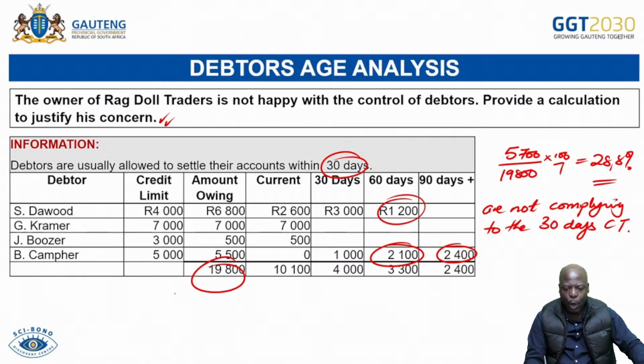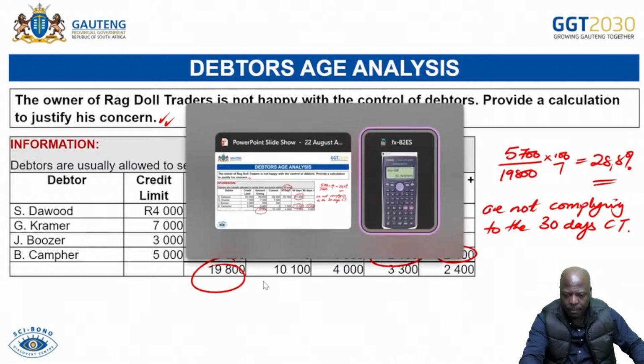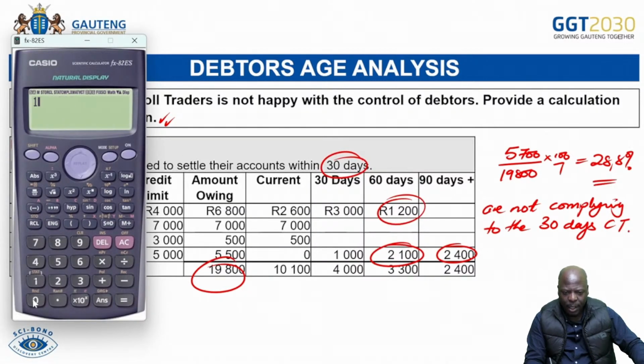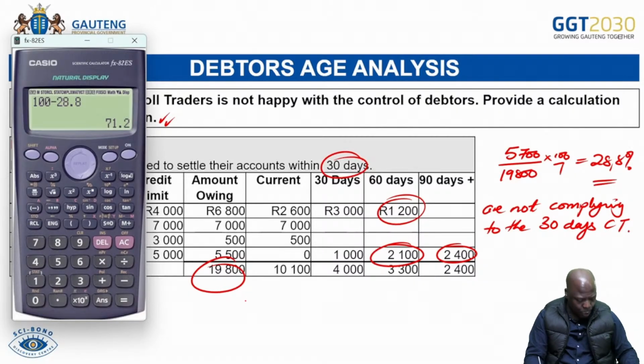In other words, if you say 100 minus 28.8, we only have 71.2% of debtors complying to the credit terms. That should be a concern for him.